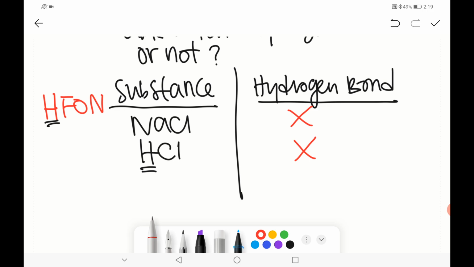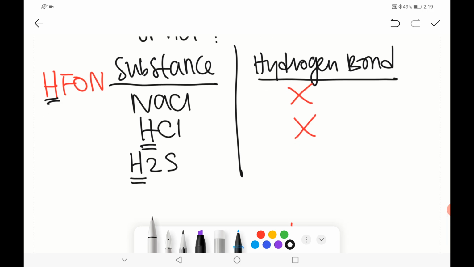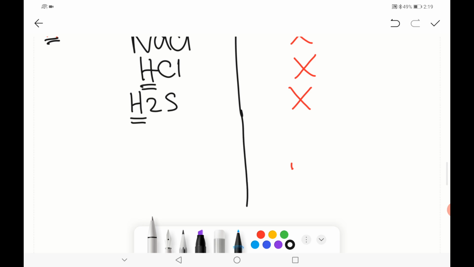So this is a very important concept. You must not think that any substance with hydrogen can form hydrogen bonds. Nope. You must have hydrogen, and the hydrogen must be attached to FON. The third one is hydrogen sulfide. It has hydrogen, which is the first requirement, but it doesn't have FON, so cannot. Next one is ammonia. Ammonia has hydrogen, and the hydrogen is attached to N, FON. So yes, ammonia is capable of hydrogen bonding.